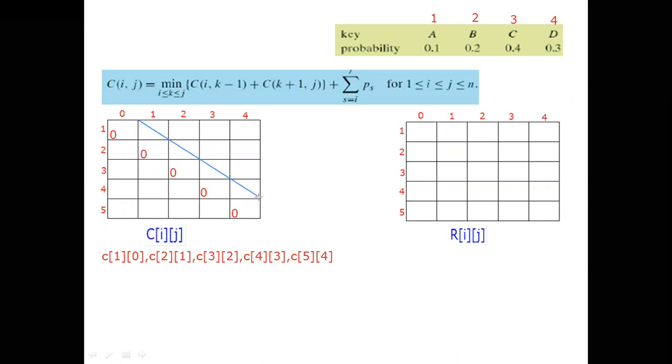These diagonals I should fill the values. That also is easy. Now what I will do is write those particular values. These values I will remove, and there I will fill.